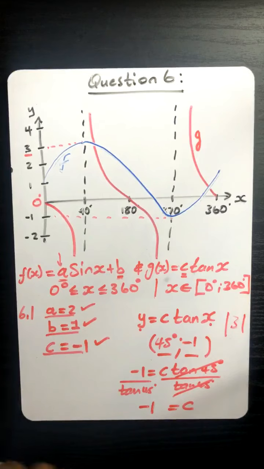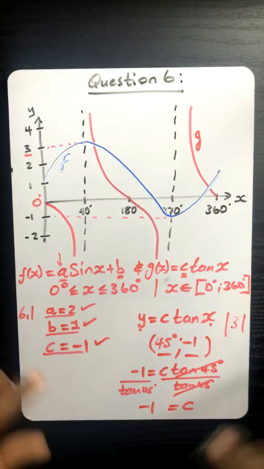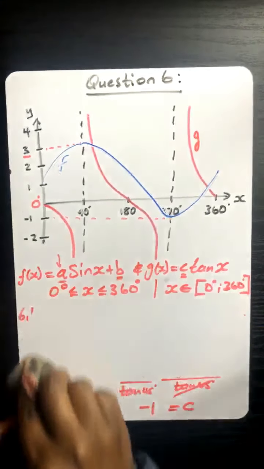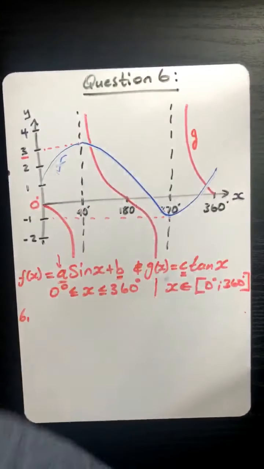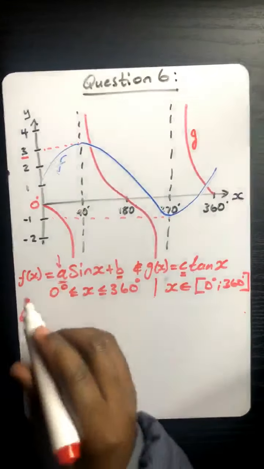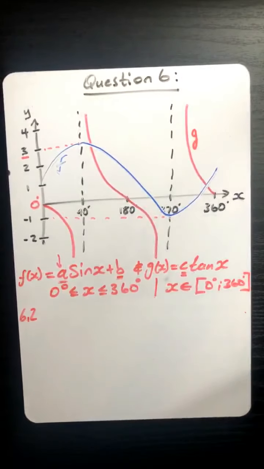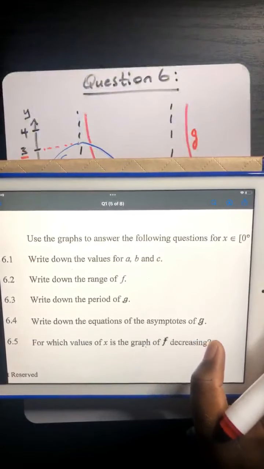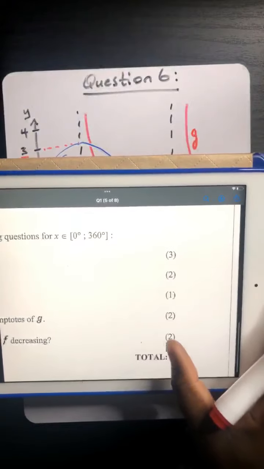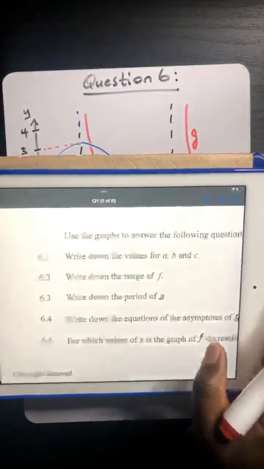So now, quickly, let's move to the next part of our lesson for today, which is question 6.2. Remember, guys, to follow the numbering system used in the question paper. So now, write down the range of f. This question is allocated 2 marks.